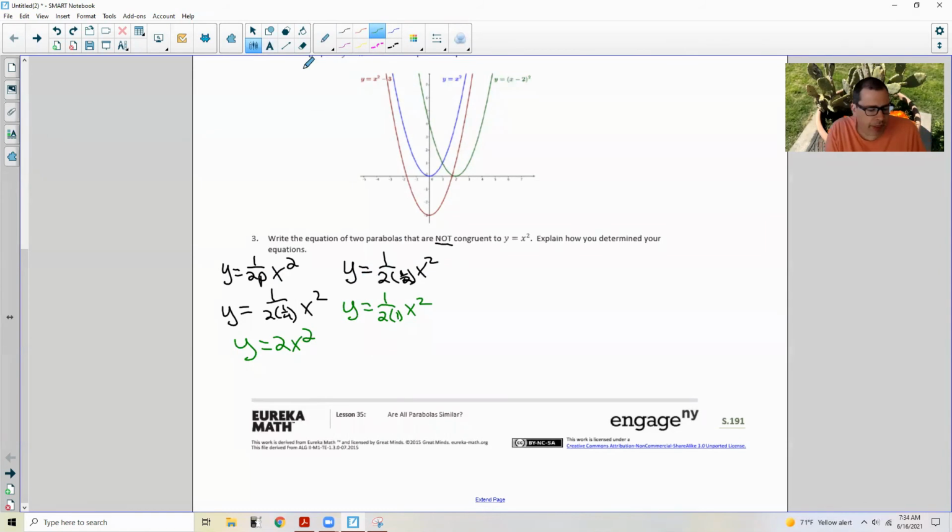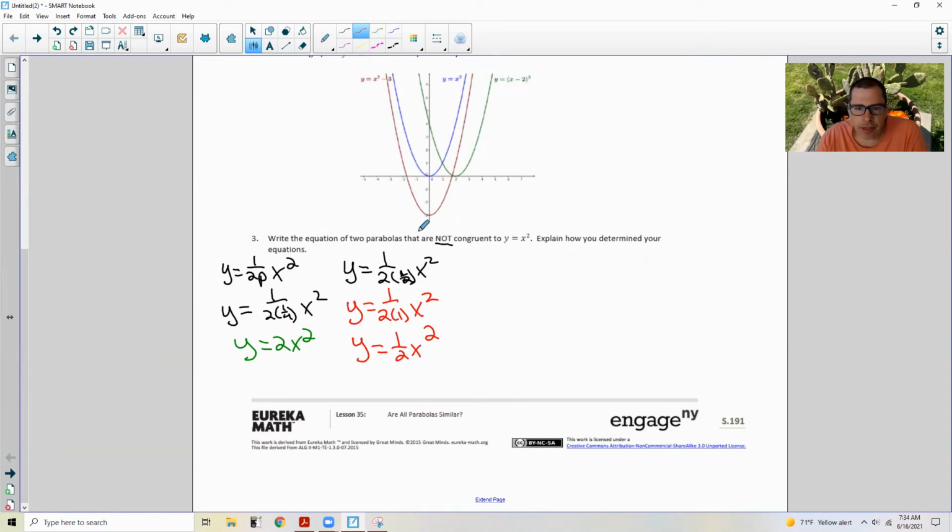Actually I wanted to do this in red. Y equals 1 over 2 times 1 x squared. So I changed my p from a half to 1. That would give me y equals 1/2 x squared. Okay, so these two functions are no longer congruent because my p changed. And what is p? Well, p is the distance from the focus to the parabola and the distance from the parabola to the directrix.